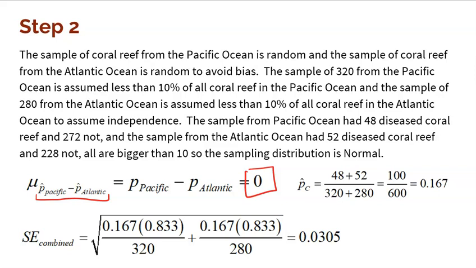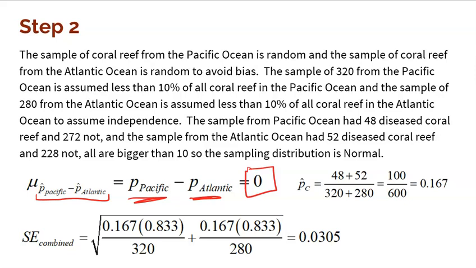Listen, I get that some differences are going to be positive, some are going to be negative. Sometimes the Atlantic's more, sometimes the Pacific's more. That's what happens when you sample, right? Things vary. But I'm going to go ahead and assume that the average mean of all those samples is going to be, well, 0. Because if the null's true and these two proportions are equal, then the mean's going to be 0.